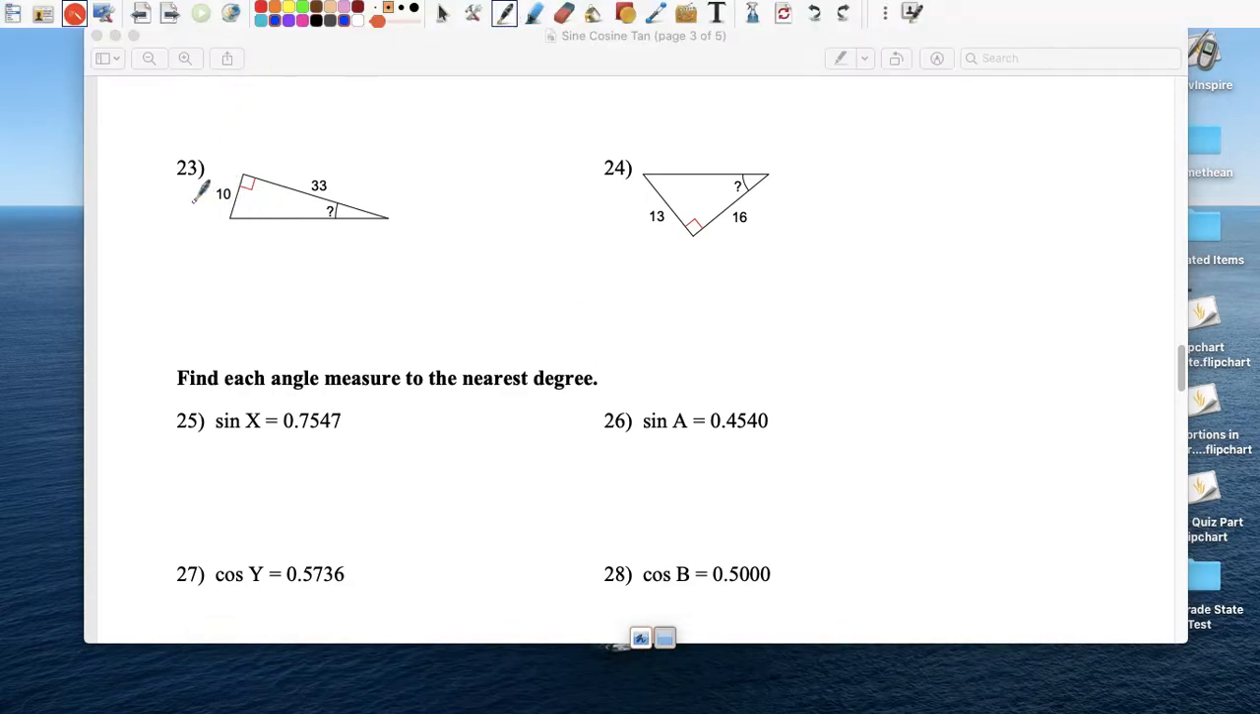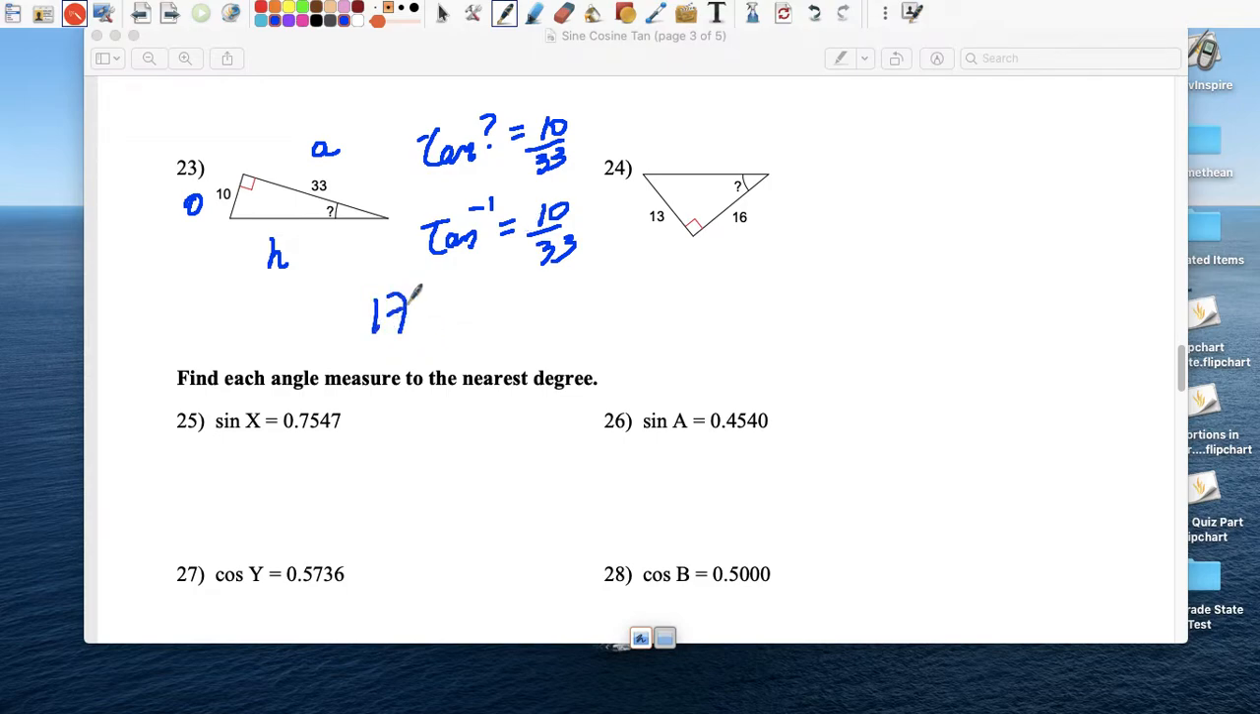That's the opposite. That's the hypotenuse, and this is the adjacent. So this one is tangent. So tangent of our mystery angle is opposite over adjacent. So inverse tan of 10 over 33. So second function pi, inverse tan is 6, and then we're going to enter 10 divided by 33, and we get 17 degrees rounded.